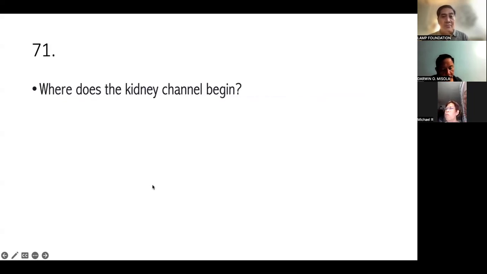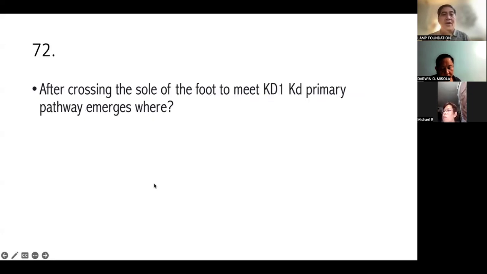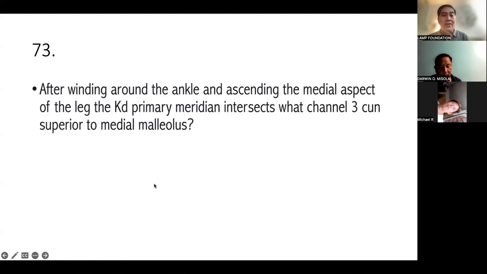Where does the kidney channel begin? Beneath the little toe. After crossing the sole of the foot to meet kidney 1, the kidney primary pathway emerges where? At the point kidney 2. Okay. Anterior and inferior to the navicular tuberosity. After winding around the ankle and ascending the medial aspect of the leg, the kidney primary channel intersects what channel? 3 tsun superior to the medial malleolus. Very popular. Spleen channel at spleen 6.